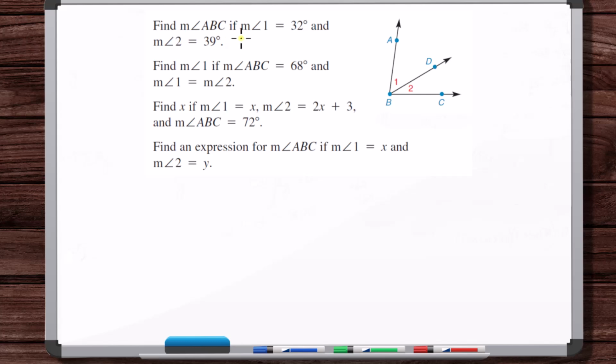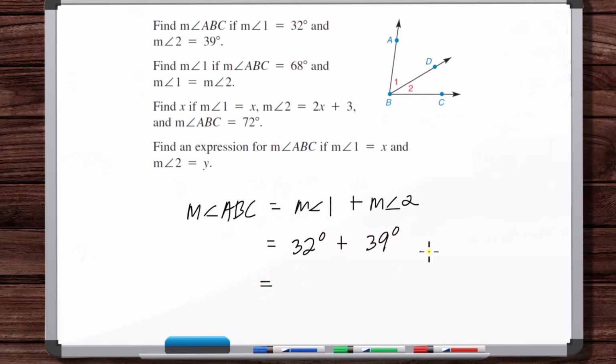Find the measure of angle ABC if the measure of angle 1 is 32 and the measure of angle 2 is 39. So we can see that the measure of ABC is the measure of angle 2 plus the measure of angle 1. That's what we can clearly see. The measure of angle ABC is equal to the measure of angle 1 plus the measure of angle 2, which they give us. Measure of angle 1 is 32 degrees. The measure of angle 2 is 39 degrees. So 39 plus 32 is 71 degrees.